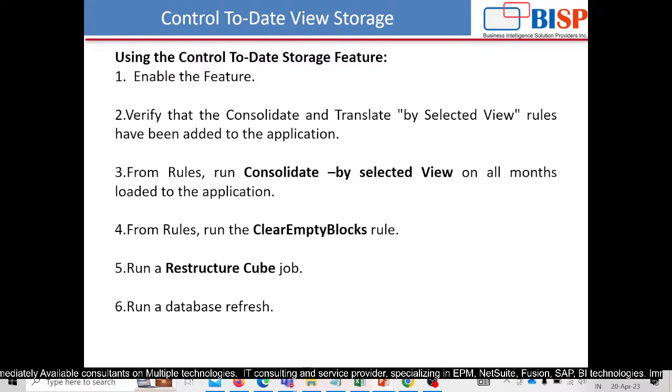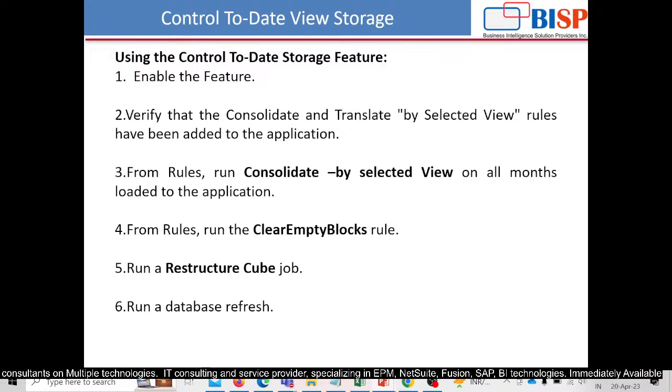To use the control to date view storage feature, first we have to enable this feature. Then we have to verify that the force rules and the by selected view rules have been added to the application. Then from rules, we will run consolidate by selected view on all months loaded to the application. Then we will run the clear empty block rule. After this, in the jobs, we'll run the restructure cube job. And finally, we'll run the database refresh.